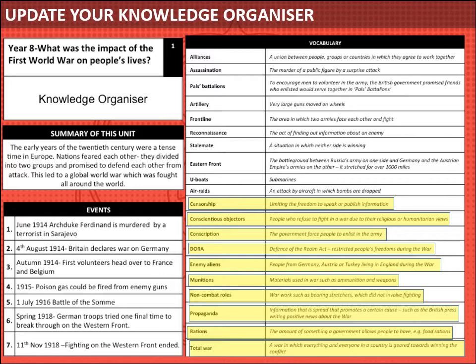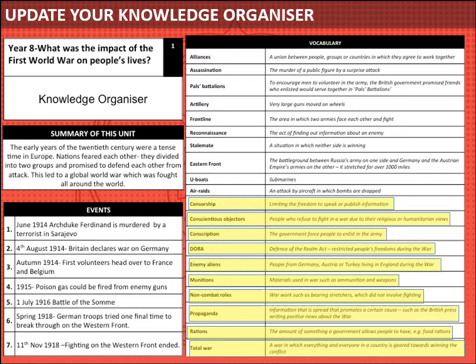Conscription, the government forced people to enlist in the army. DORA, which stands for Defence of the Realm Act. This restricted people's freedoms during the war. Enemy aliens, people from Germany, Austria or Turkey living in England during the war.